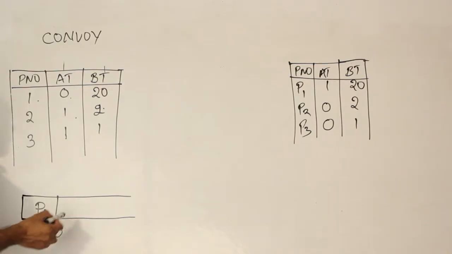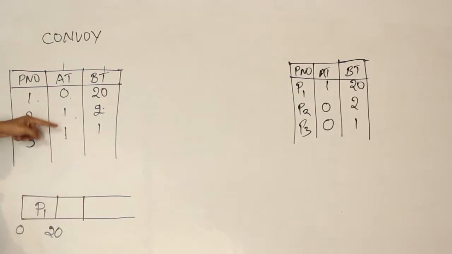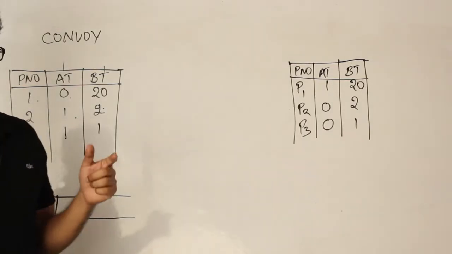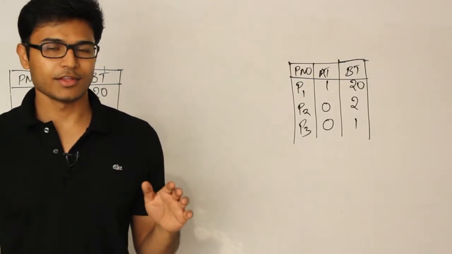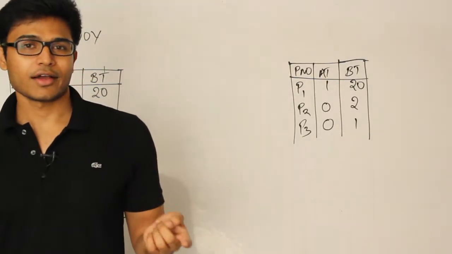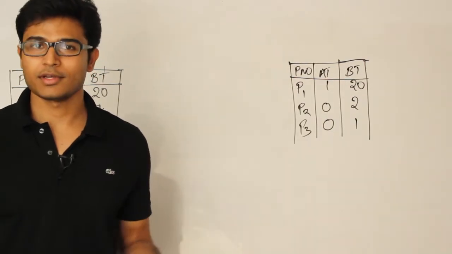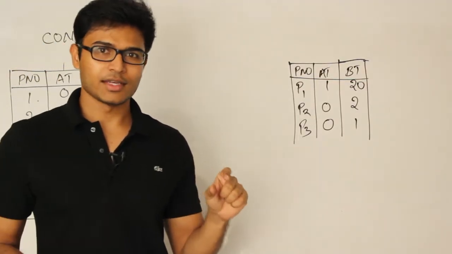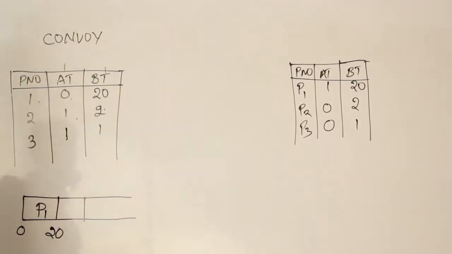And after that, what could I schedule? See, P2 and P3 have the same arrival times, and I told you that the one with the lower process ID is going to get the highest precedence, right? But there is no relation between the convoy effect and processes arriving at the same time. Here it so happened that the processes are arriving at the same time, but it doesn't have anything to do with the convoy effect. Convoy effect is independent of that, right?